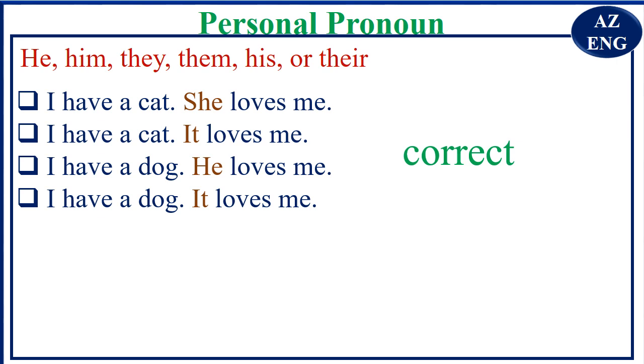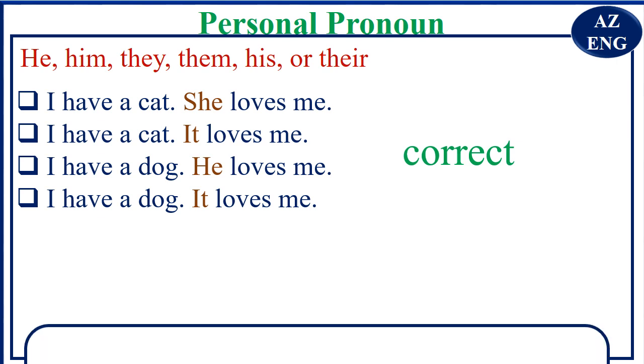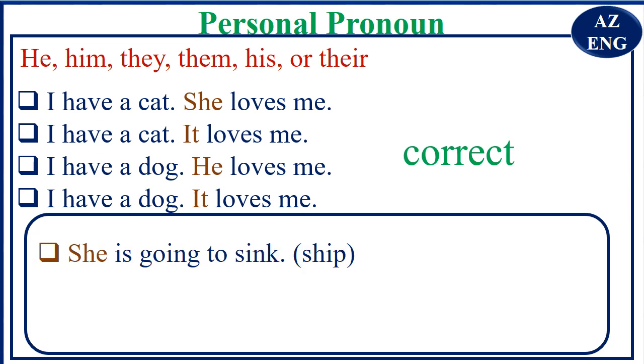So do not get confused if you hear someone talking about their dog say, he loves me. He is stubborn, for example, or she loves me. She is beautiful, something like that. Then here we have an example: she is going to sink. Who? She? The ship, I mean. So you start thinking, she, why not it? It is going to sink.